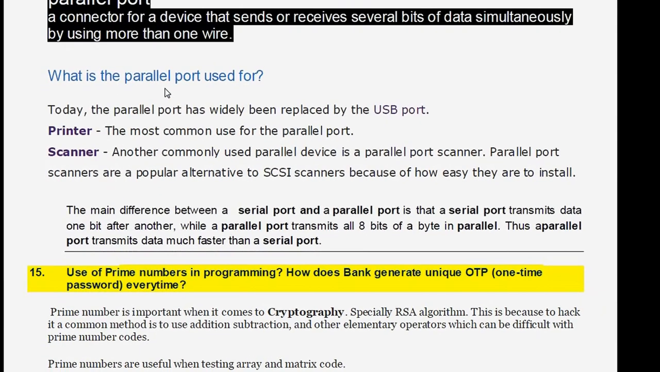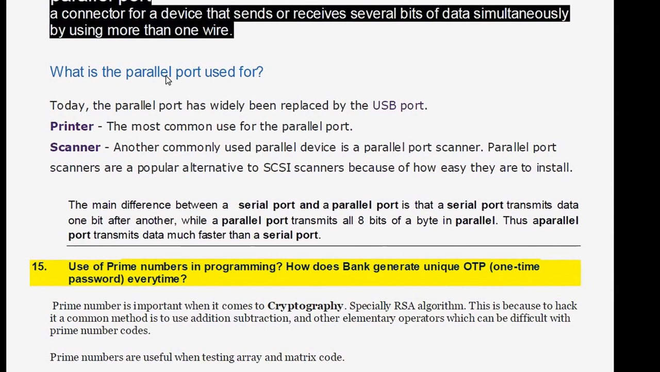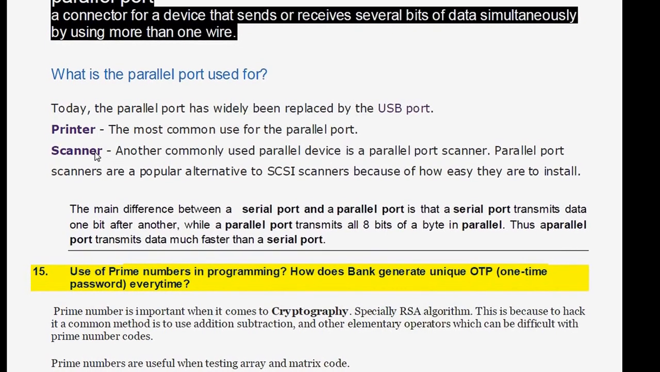And after that, what is the method of parallel ports? Parallel ports are used to connect various devices that send and receive multiple bits at a time. In this way they are much faster than serial ports, but slower than the LAN port or asynchronous USB method. Examples of parallel port devices are printer and scanner.